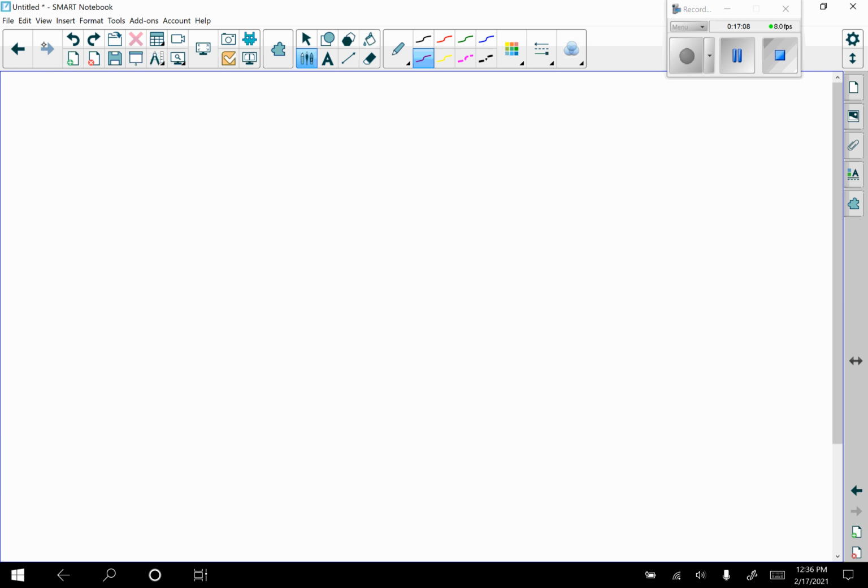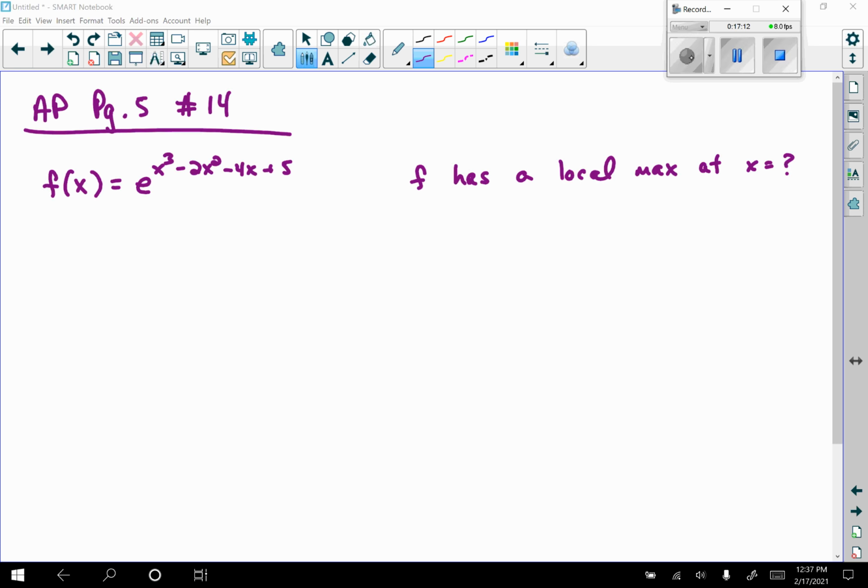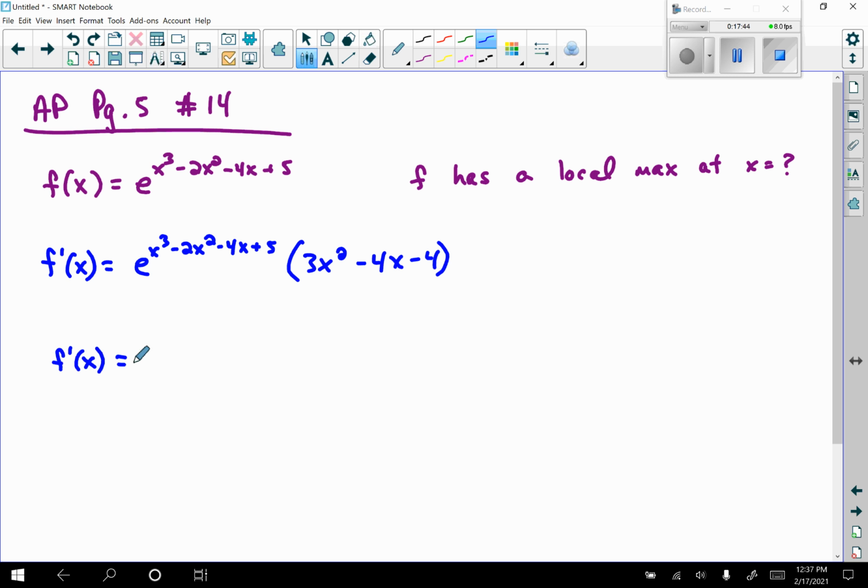All right, so let's take a look at the AP problem. We're given this function here, f of x, and we're asked to find the x value at which f has a local max. So first we want to find the derivative. So this is e to some power, so that stays the same first. Then we multiply it by the derivative of the exponent, so we'll get a 3x squared minus 4x minus 4. And then we'll set this equal to 0. It's never going to be undefined, so we would say f prime of x is only going to equal 0 when this trinomial equals 0, because e to any power is never going to equal 0.